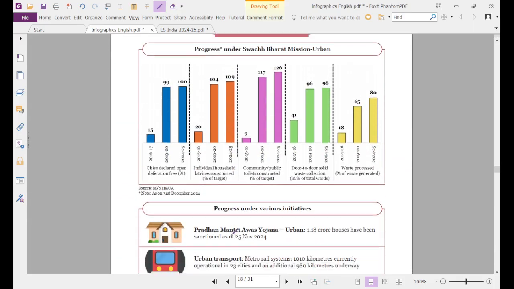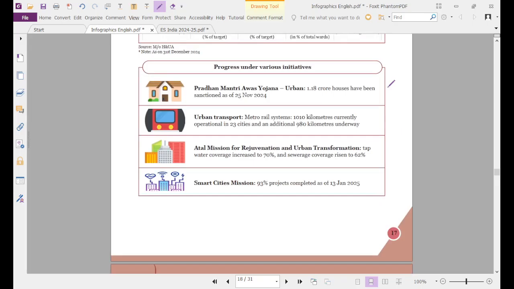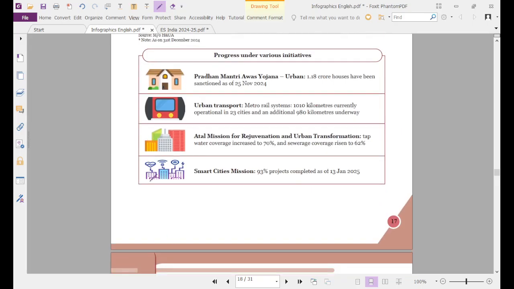Then we have urban infrastructure. Again, Swachh Bharat mission in urban areas, there is always a rise which is being seen. Various initiatives are there: Pradhan Mantri Awas Yojana, food, clothing, shelter, as we talked. Urban transport is also there. Atal mission for rejuvenation and urban transformation, right? Smart cities mission is also on the rise.